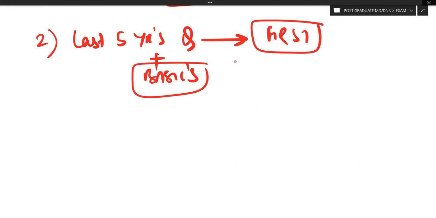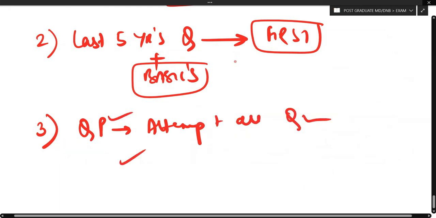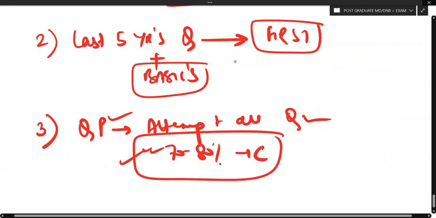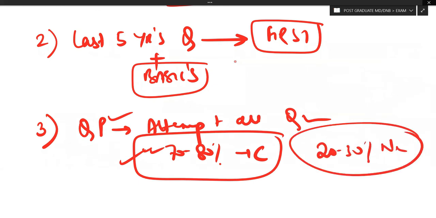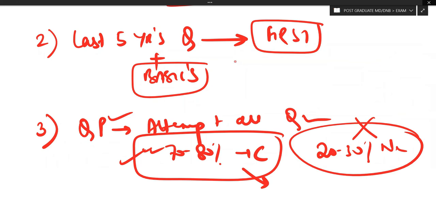Number three, very important thing, as I've already told you about the question paper, is to attempt all questions in your exam. As I've already told you, 70 to 80% questions will be common. You have to concentrate here on the common ones. 20 to 30% will be new. I'm not saying that you completely ignore this section, but it should not be like you are giving around 50-50% time to both of them. No, that shouldn't be the case. Majority time should be devoted to the common questions that are asked in the exam.